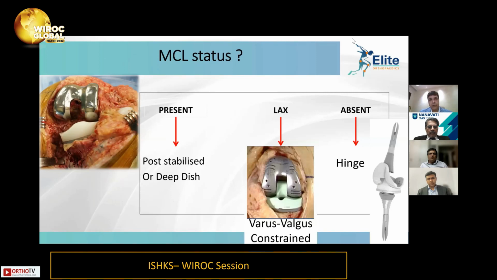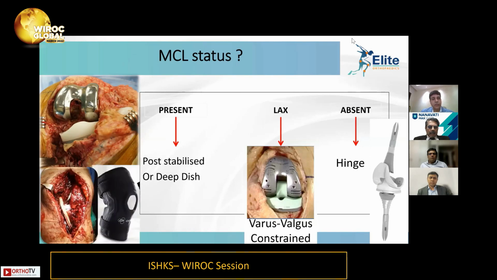If on the table you identify that you have an instability in a picture like this, you have to check the status of the MCL. If it is present, but you still have a bit of laxity, you can, in a CR case, go with a posterior stabilized or a deep dish PS knee with a higher amount of post height. If you have a lax MCL, it is better in those cases to move on to varus valgus constraint. But if it is absent, move on to a rotating hinge. Also, there's a choice that you may want to augment with a hamstring graft, or in some cases braces can be used for the future, depending on the kind of deformity and the case.